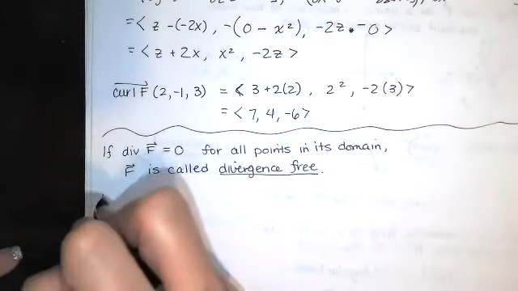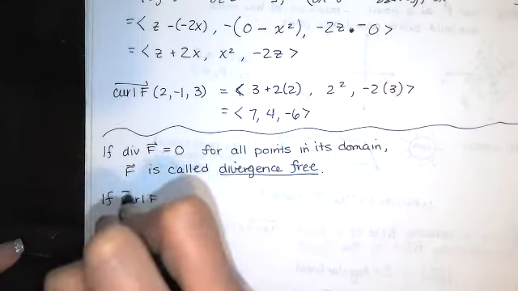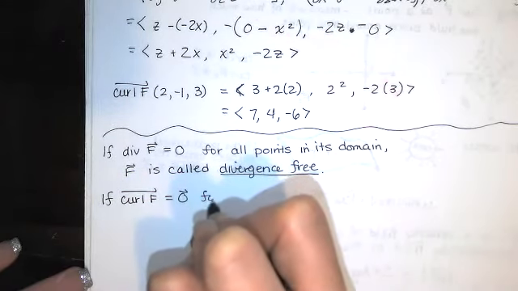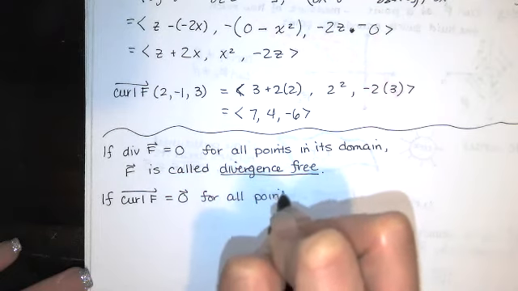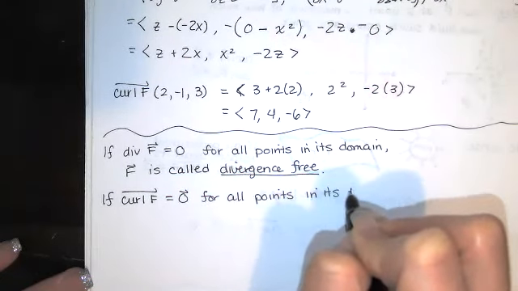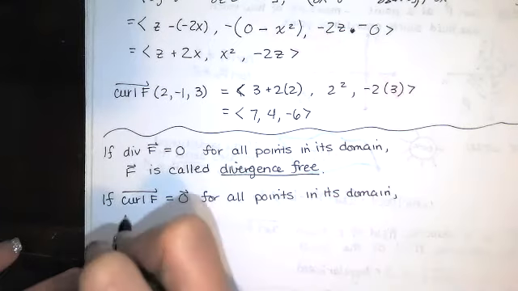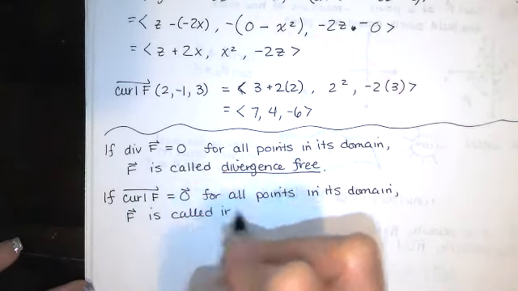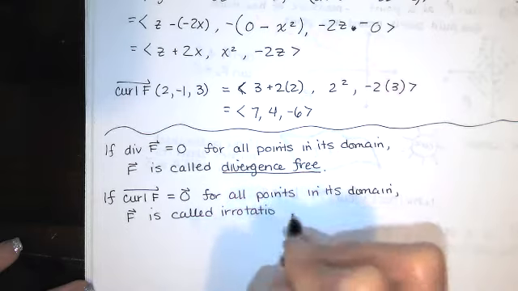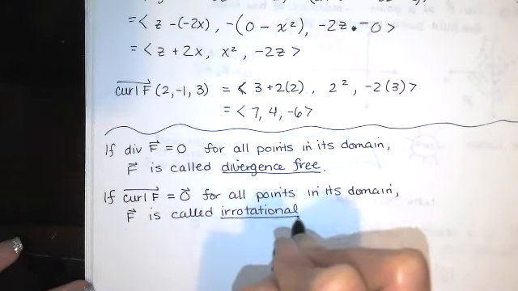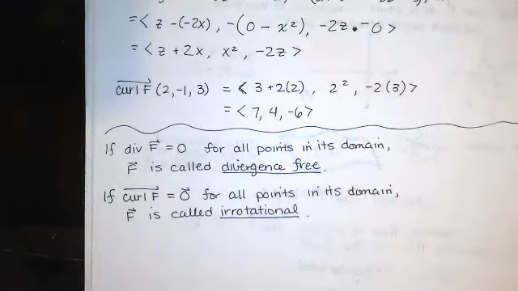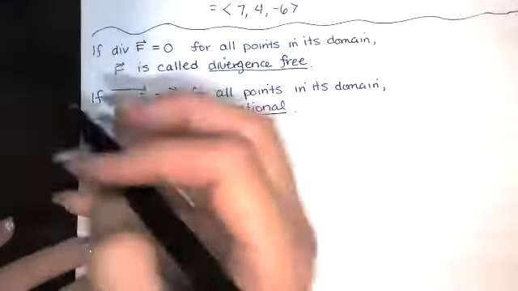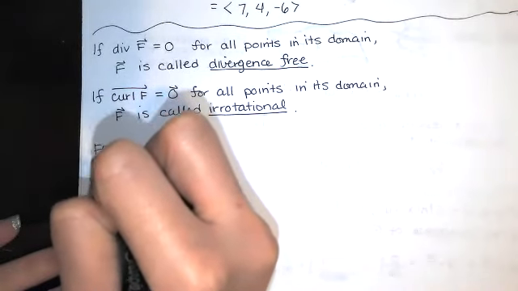Now, if the curl of F is the 0 vector for all points in its domain, we say that F is irrotational. So there's none of that sort of swirling motion at any point within the fluid if F represents the velocity of a fluid. I just want to mention one last fact to you.